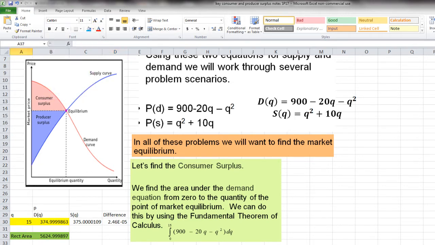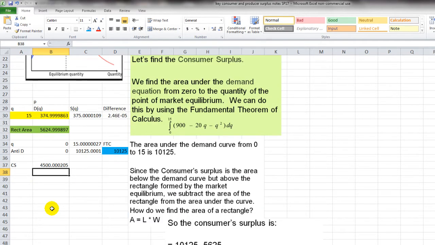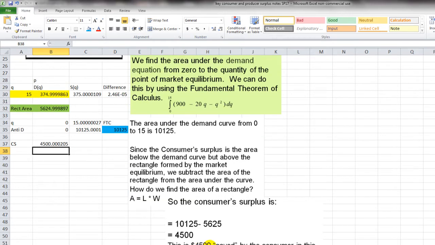Alright, and then to find the consumer surplus, we are going to remember that the area under the demand curve is above this rectangle. So we are going to do area under the demand minus the area of the rectangle and get $4,500. The units would be dollars. And what this means is the $4,500 is saved by the customer because consumers were able to pay $4,500 below what they would otherwise be willing to pay.